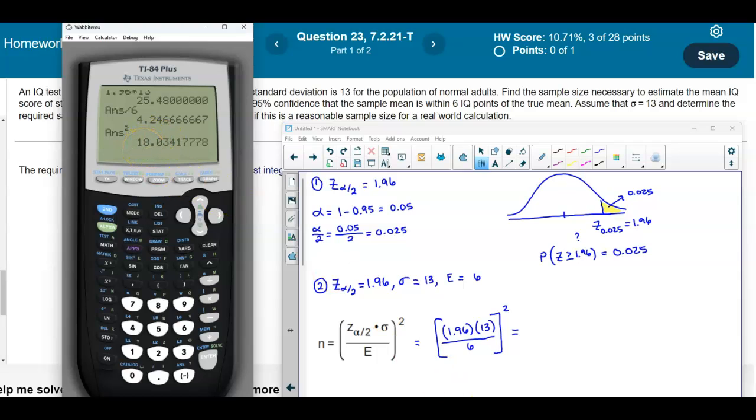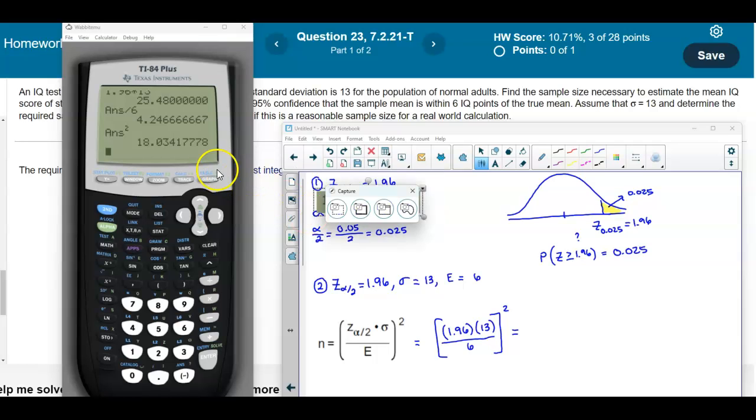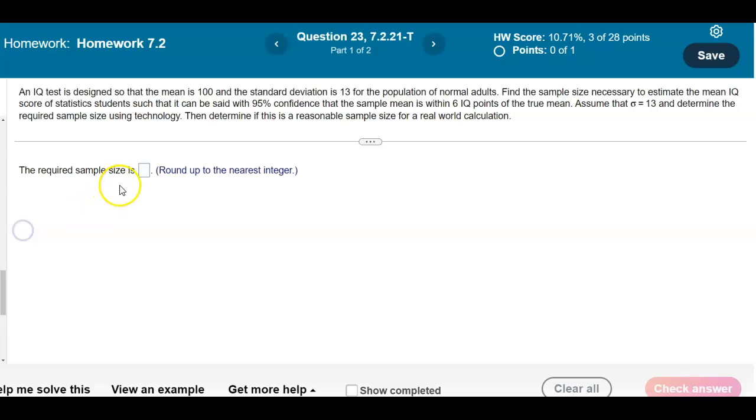And again, the reason we round up is because you're dealing with a sample size. That 0.03 represents another whole number as a sample size. So we're going to round this up to 19. Let's put the answer in here: 19.